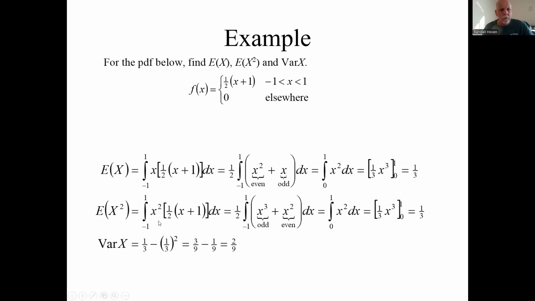For the mean square, got an x squared up here times the PDF. Pull out the half again. Here's what it is. And again, we have an even and an odd, and the odd part will go away. So this is x squared again. It's another 1/3. So what is the variance? It's that mean square, 1/3, minus this mean squared. So it's 1/3 minus a ninth, 2/9.